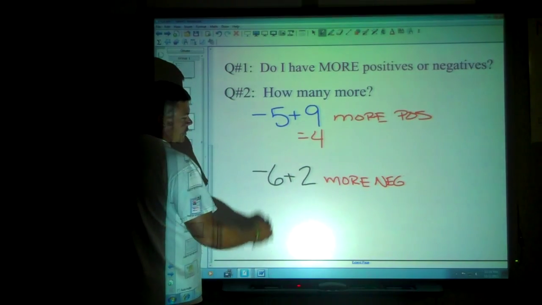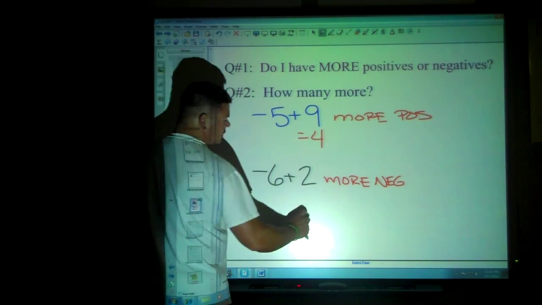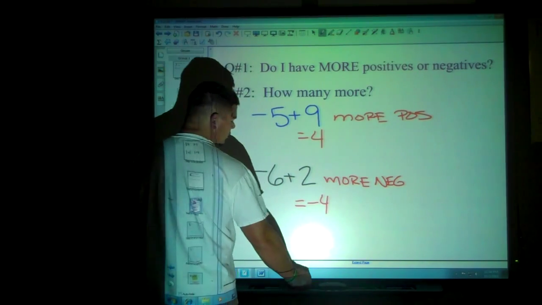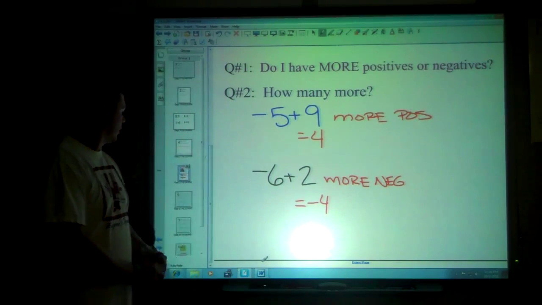Right? There's more negative. So negative 6 and a positive 2. How many more negatives? There are 4 more negatives. So we would say negative 4 is our answer. So there's 2 examples of how that would work.